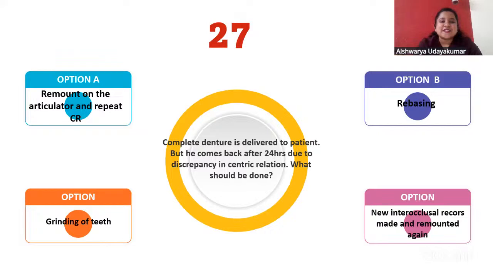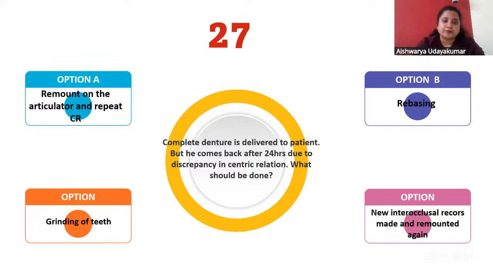Moving on with our next question. A complete denture is delivered to the patient, but he comes back after 24 hours due to a discrepancy in centric relation. The patient who has a complete denture has had issues with his or her centric relation. While recording a jaw relation, we should record in the correct centric relation. When the patient has lost the teeth, obviously the jaw relation is messed up. He brings it forward to bite, and the proper rest position should come for the mandible. Now, again, the problem is that there is a discrepancy in centric relation.